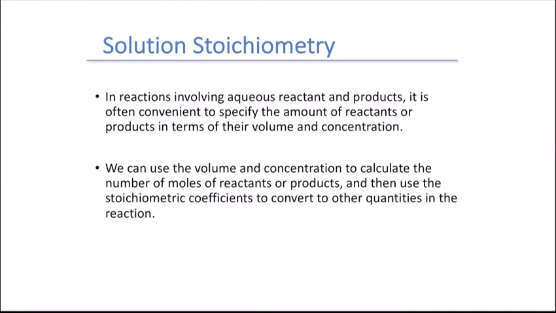So in reactions that involve aqueous reactants and products, it's often much more convenient to determine the amount of reactant or product in terms of its volume and concentration. It's usually a lot easier to figure it out in terms of its molarity. And so we can use this fact to calculate the number of moles of reactant or product by using the molarity. And we can use the balanced equation to go between different reactants or go between reactant and product.